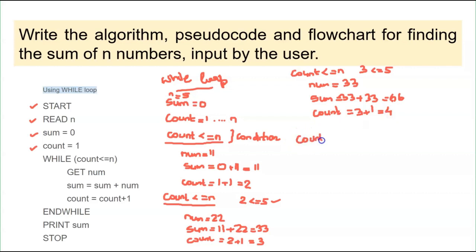Now count is less than or equal to n. This is the condition we are going to check. Yes, 4 is less than or equal to 5. So you will ask again, do the true statements. Num is equal to 44. Sum is equal to 44 plus the previous value, which is 66, plus 44, so it will give you 110, and you will increment count.